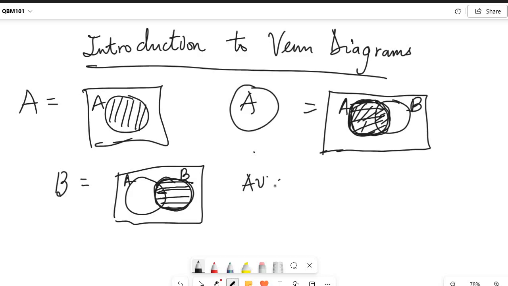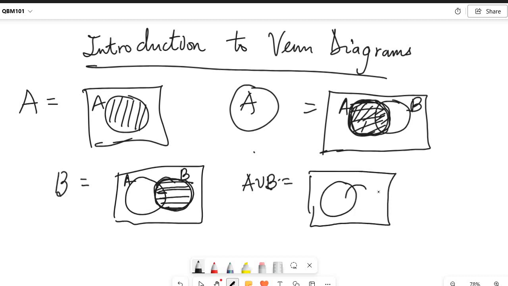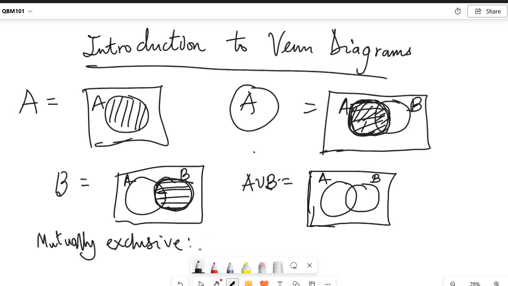Now let's go further. Let's look at A union B. What would that look like? Now, for all the diagrams I've been drawing, you realize that I'm considering a case where there is no mutual exclusiveness. Let's quickly take a deep dive into what the concept of mutually exclusive means. If two sets are mutually exclusive, it means that the intersection of the two sets is an empty set. There is no intersection between the two sets, meaning that the cardinality is 0.